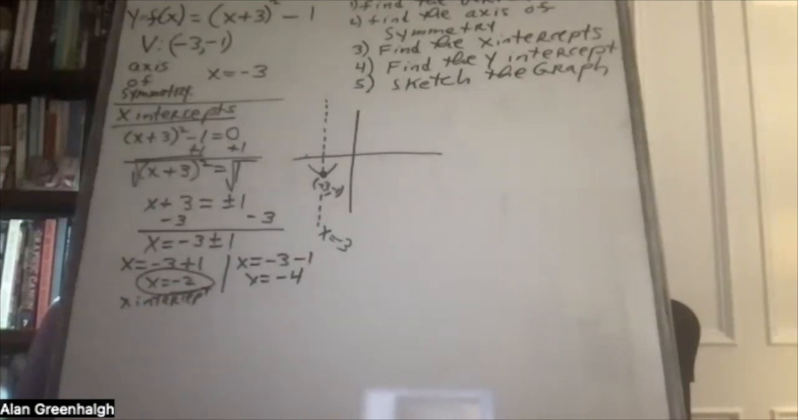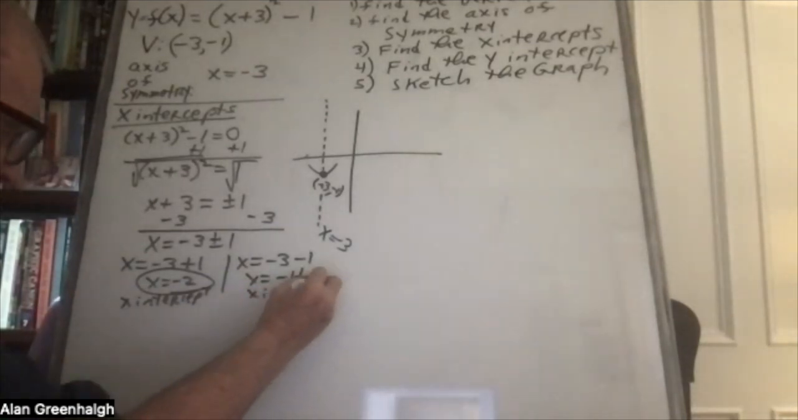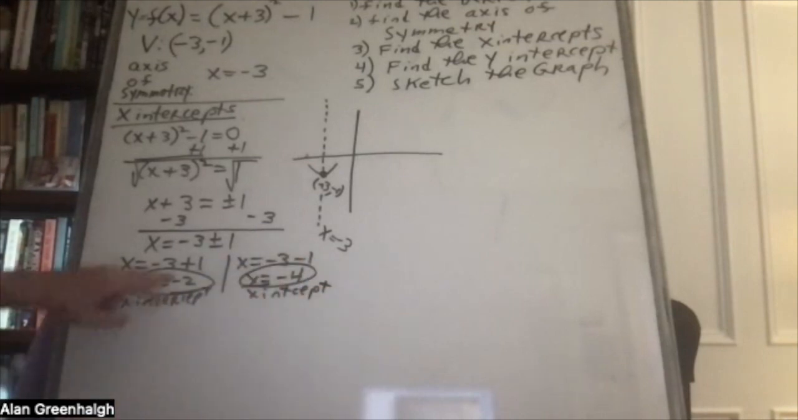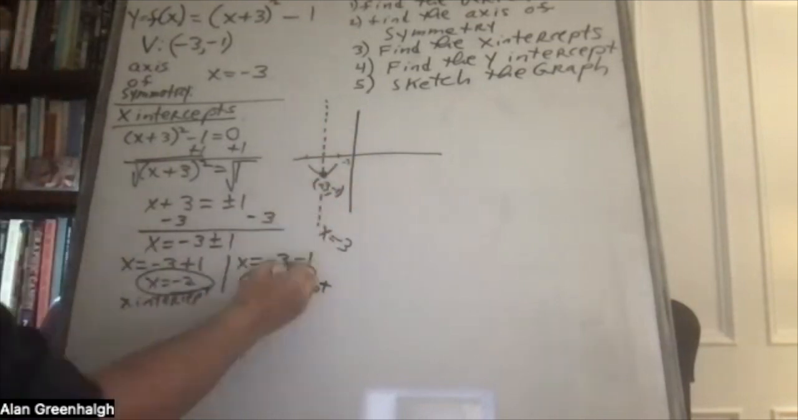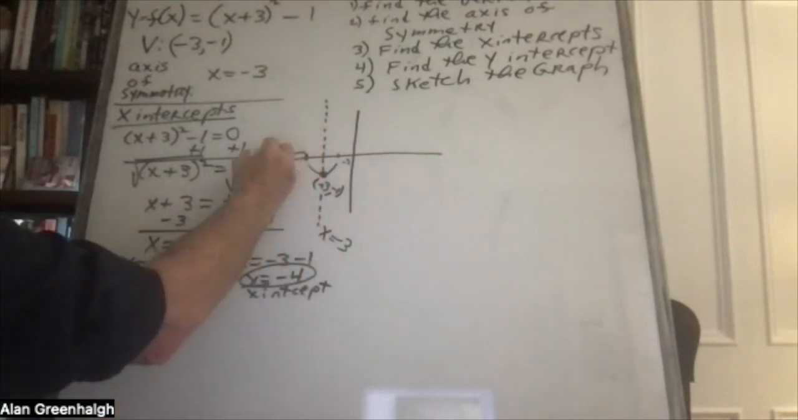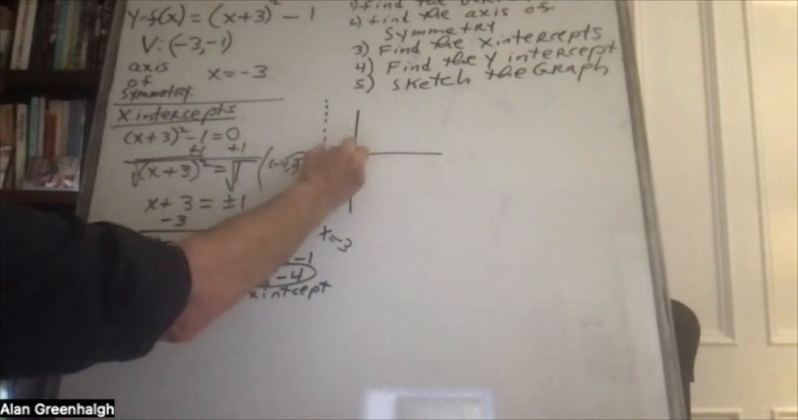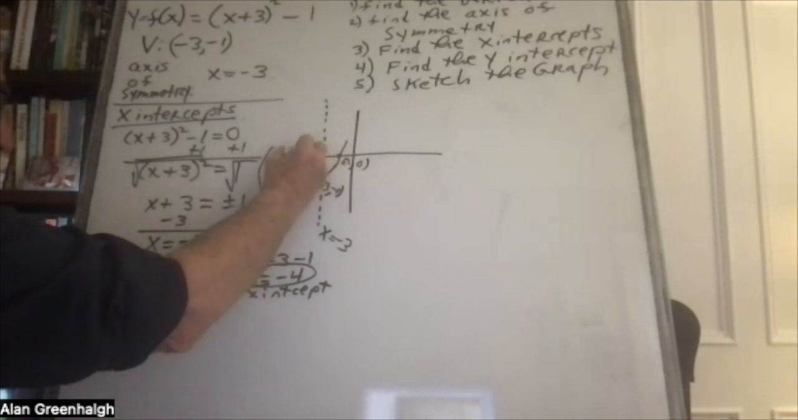Okay, and this is an x-intercept as well. So what do we have here? Here's -2, approximately, right? Can't get it exact. And here's -4. So this is the point -4, 0. This is the point -2, 0. It's going to go like this, like that.